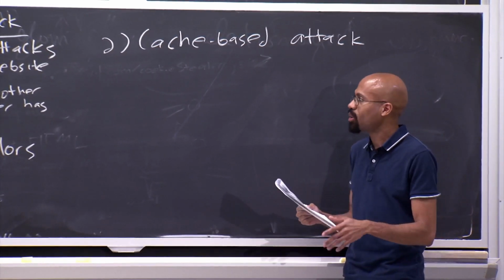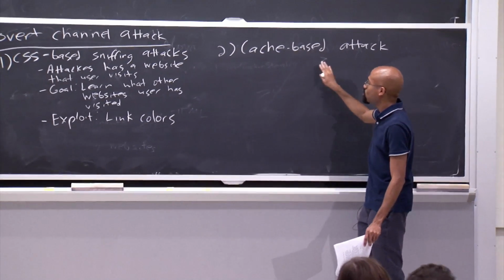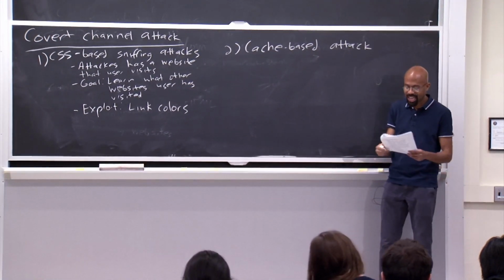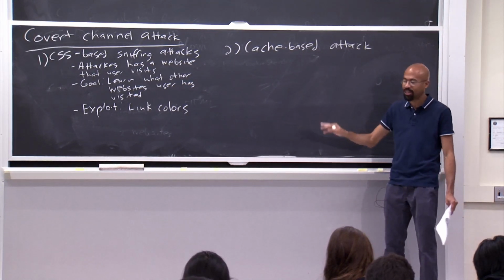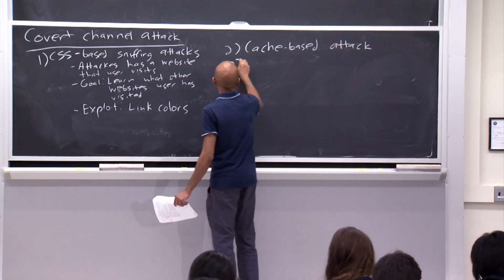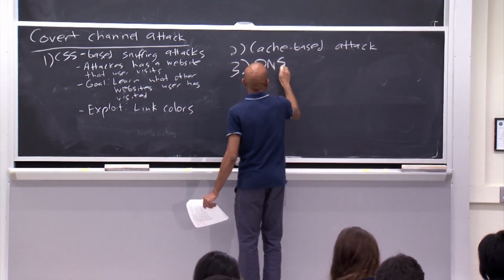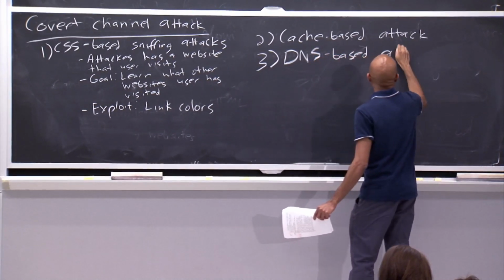But okay, let's suppose that we have the defense we put in place here: JavaScript can't read link colors. Let's assume that the site is super paranoid. It caches nothing, right? So have we completely defended ourselves against this attack? The answer is no, because the attacker can actually launch DNS-based attacks.